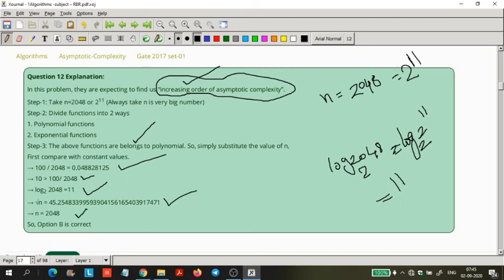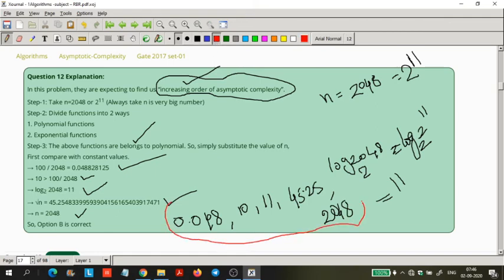Then the n value is 2048. They asked about the increasing order of asymptotic complexity, so the order will come like 0.048, then 10, then 11, then 45.25, then 2048. So this is the order that we get in increasing order.